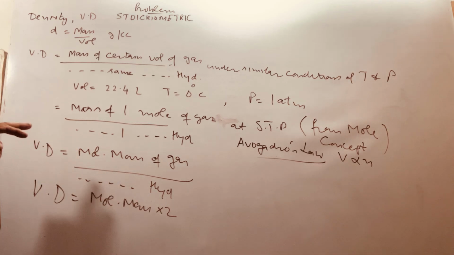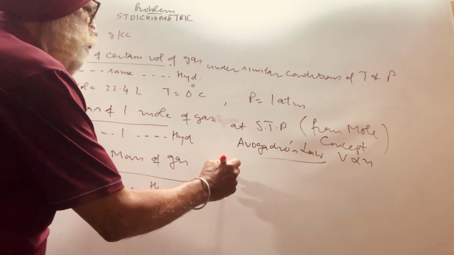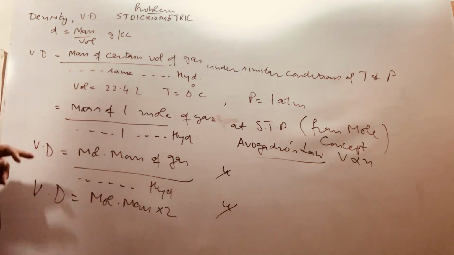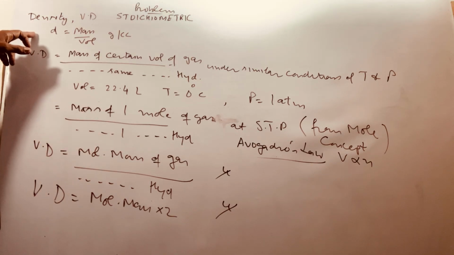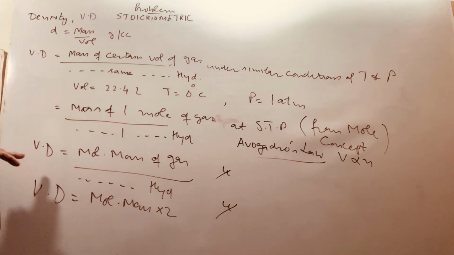So what are the units of this? The molecular mass of gas will be given in u. Here it is also given in u. So naturally this has no unit. Vapor density has no unit, while density has units of mass per unit volume. So the vapor density of a gaseous substance has no units.